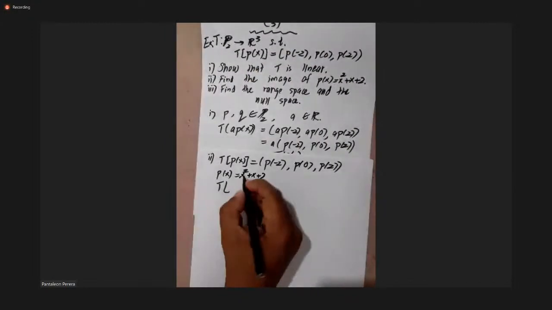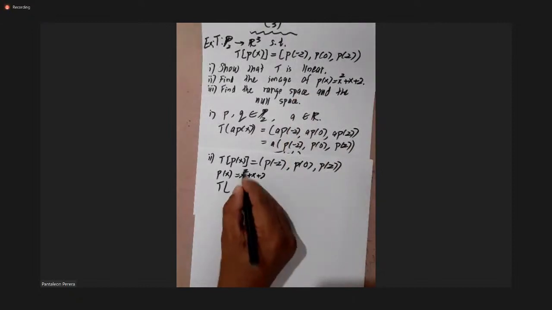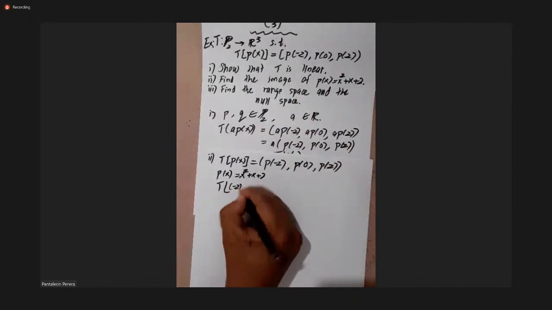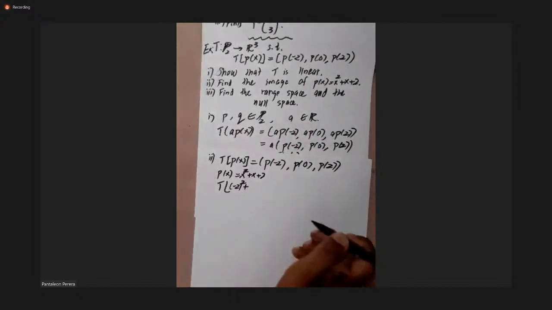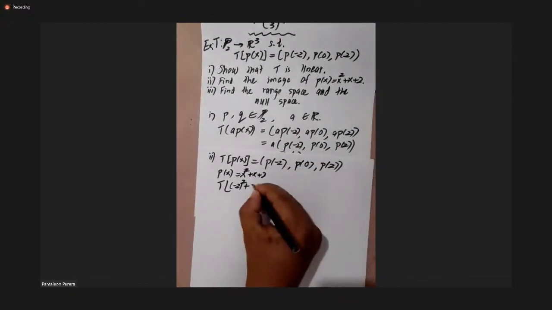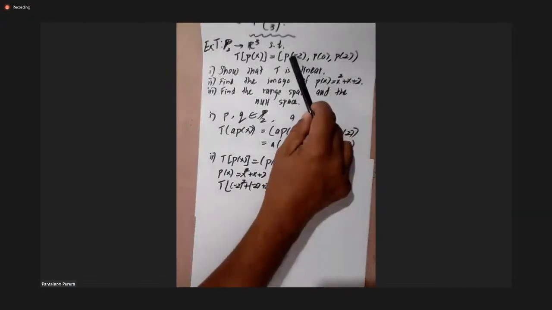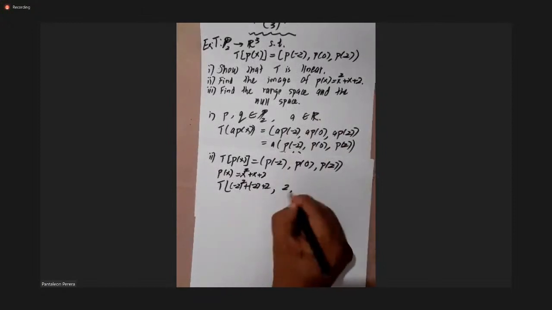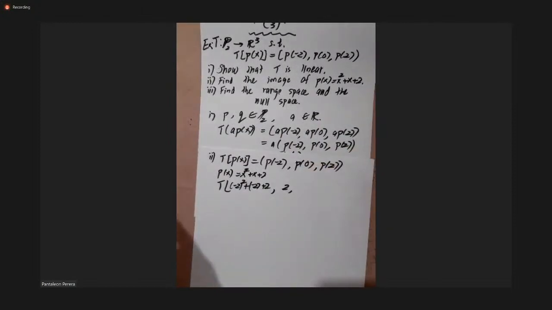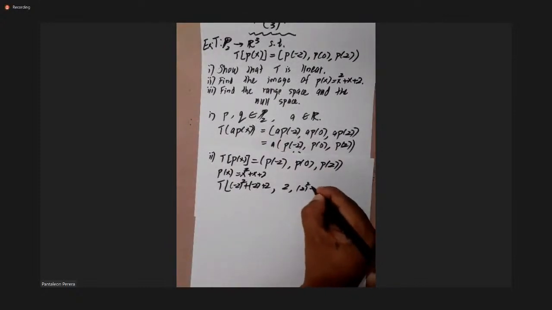So we'll put minus 2 first. So minus 2 squared, because P(-2) should be the first element, then minus 2 plus 2. That is the first component. Then P(0). When you substitute 0, it is 2. When you substitute 2, you get 2 squared plus 2 plus 2.